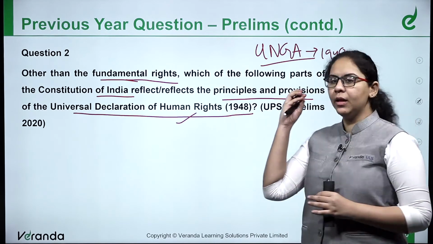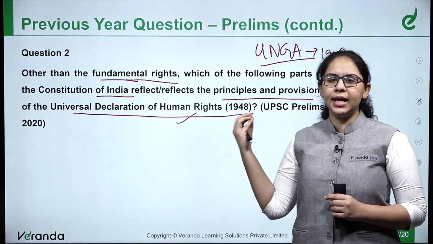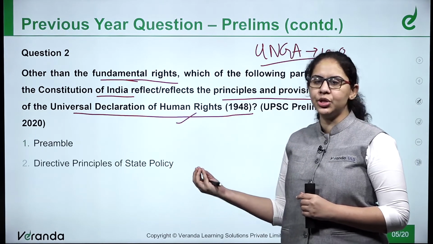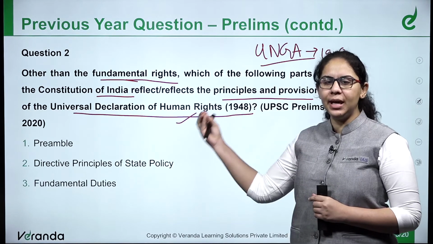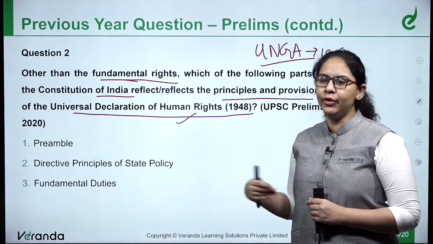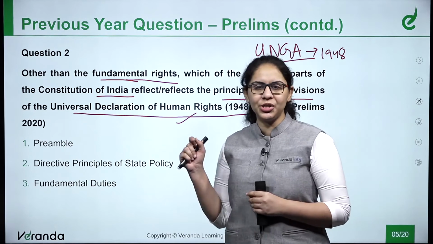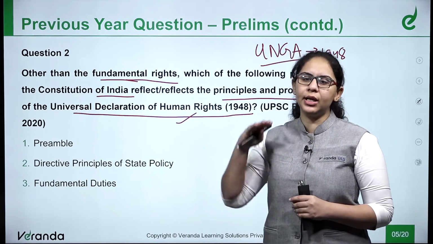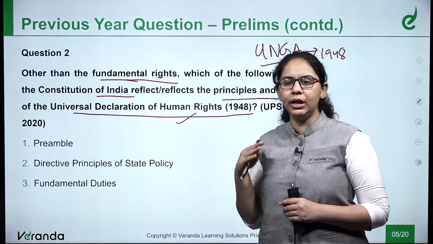So basically this protection of human rights is reflected in what all principles of the Indian Constitution? Your options are preamble, DPSPs and fundamental duties. I have told you about this type of question as well. You will get 3-4 options and then you will be asked to choose the correct option: 1 only, 2 only, 3 only.